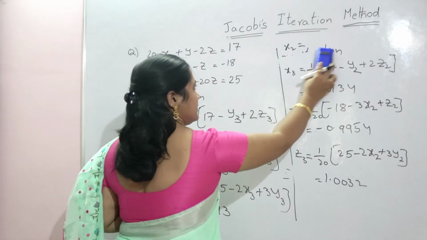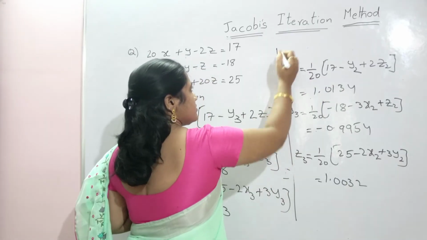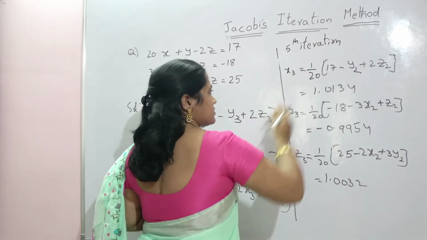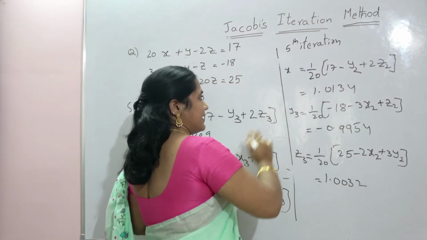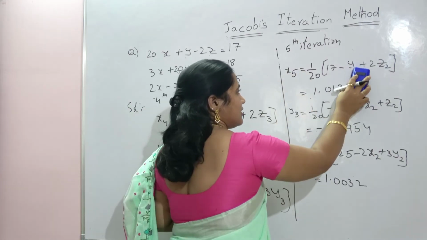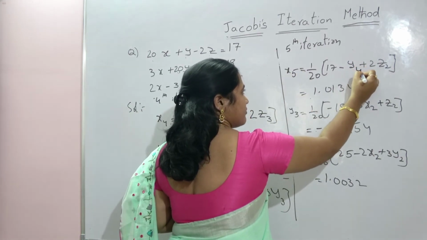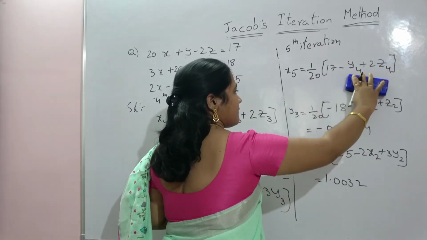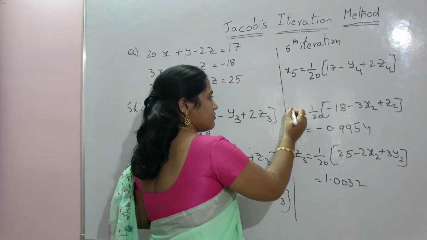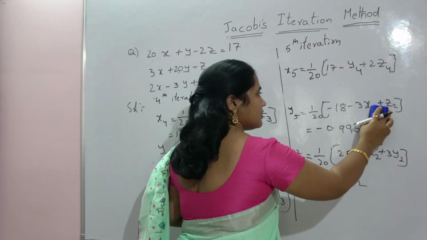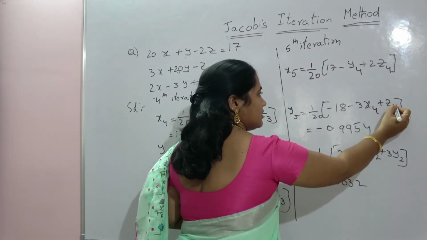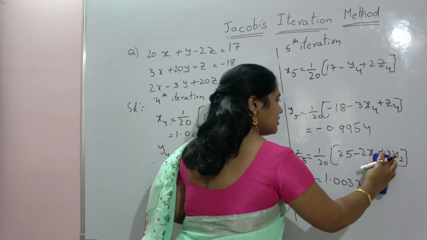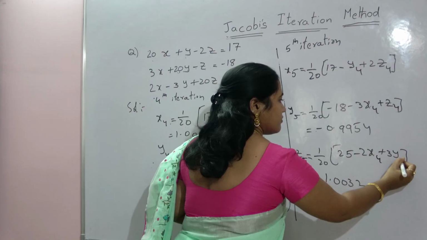So that is the fifth iteration. So just for the fifth iteration, this is x5 from y4, z4, and for y5, x4, z4, and z5, x4, y4.